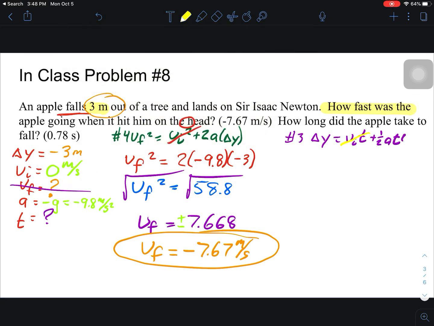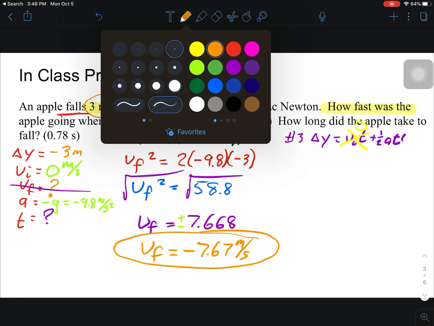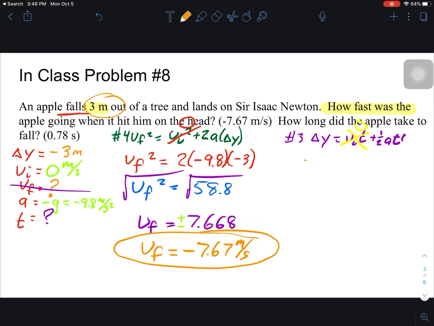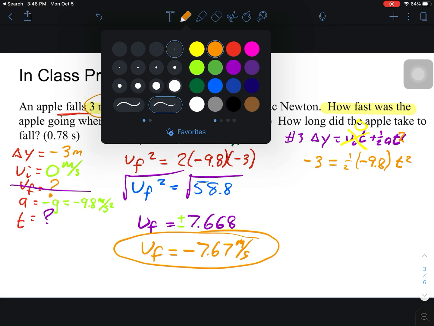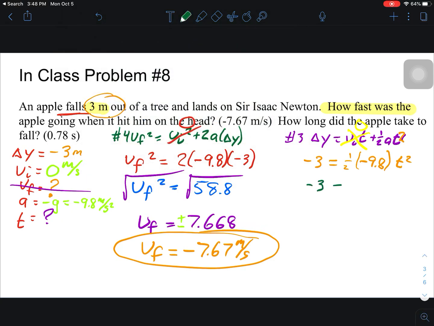My initial velocity is 0, so 0 times t is 0. So then we are left with my negative 3 is equal to 1/2 of negative 9.8 times my t squared. So negative 3 is equal to negative 4.9 t squared. That's 1/2 of negative 9.8.